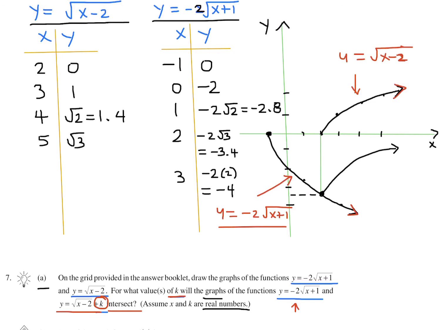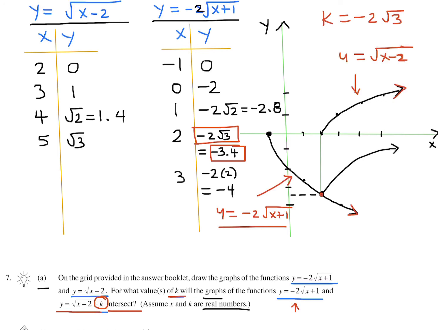So what is that point? Well, it happens when x is equal to 2. So when x is equal to 2, what is this y-coordinate? It's right here. Which was in a good form, non-decimal form, negative 2 times root 3. So when k is equal to negative 2 root 3, these two graphs will intersect right there at this point right here.